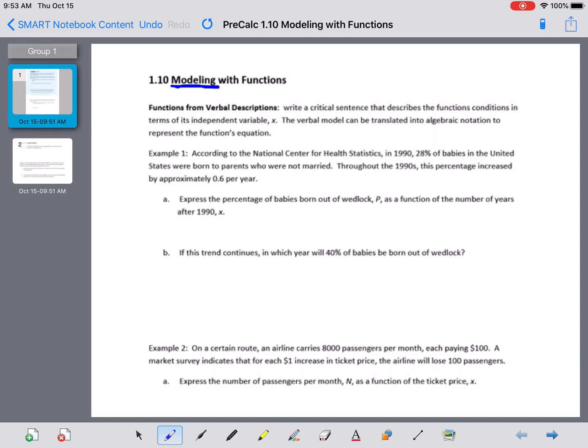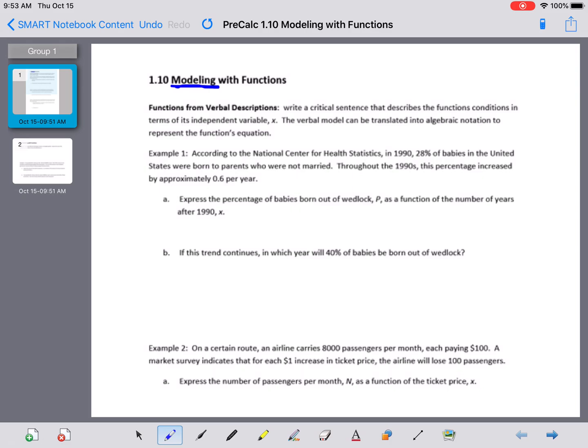Okay, so in example 1, and I did not make this up, I did get it out of the book. According to the National Center for Health Statistics, in 1990, 28% of babies in the U.S. were born to parents who were not married. Throughout the 1990s, this percentage increased by approximately 0.6 per year.